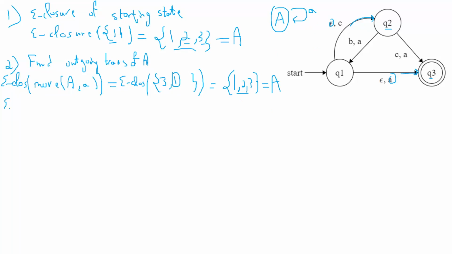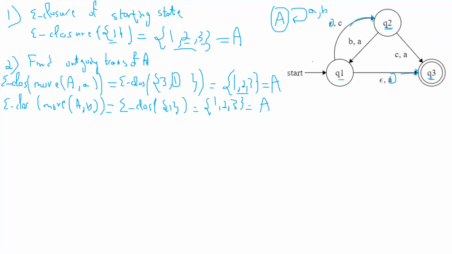We keep going. Sigma closure of move A on B this time. We have to go through all the transitions. So it's sigma closure of where does A go to on small b. So where do 1, 2, 3 go on B? 1 doesn't go anywhere. 3 doesn't have any outgoing, so it's really asking only 2. 2 goes to 1, exactly. So it's the sigma closure of 1. But again, the sigma closure of 1 in this question is just simply everything. 1, 2, 3.